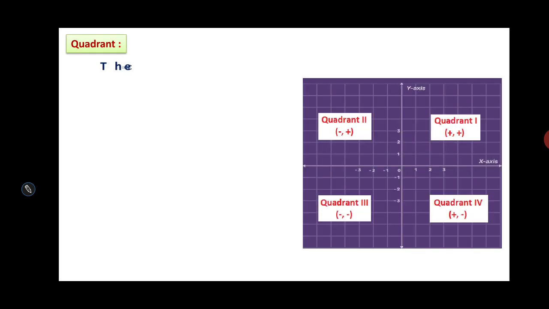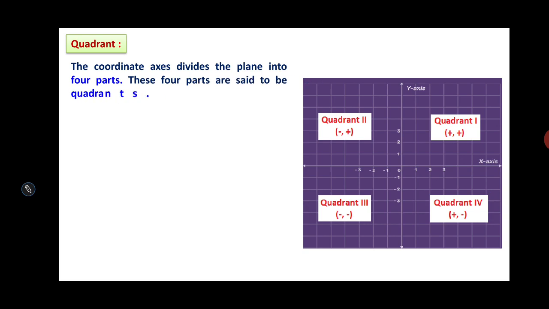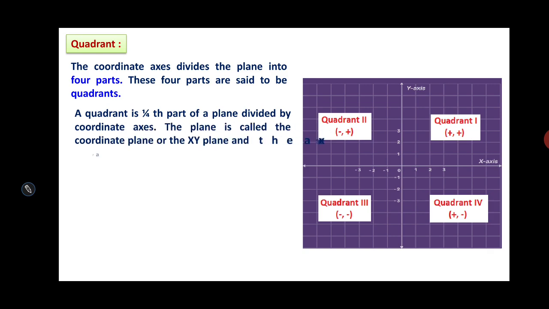So friends, next we will continue with what we mean by a quadrant. Look at this figure. The coordinate axes divide the plane into 4 parts. These 4 parts are said to be quadrants. A quadrant is 1/4 part of a plane divided by the coordinate axes. The plane is called the coordinate plane or the xy plane, and the axes are called the coordinate axes.